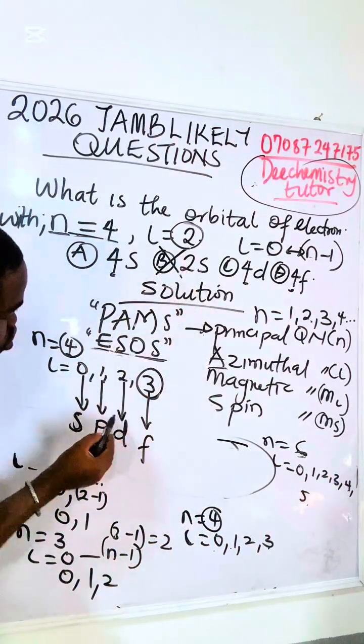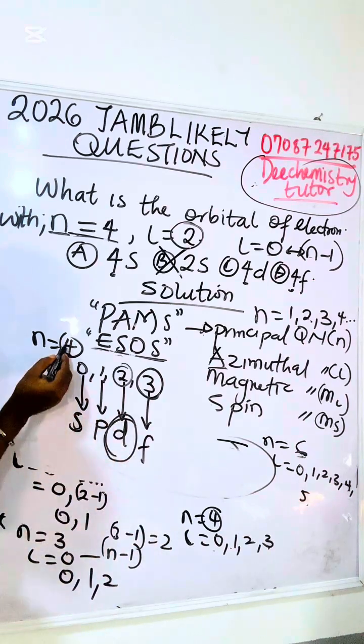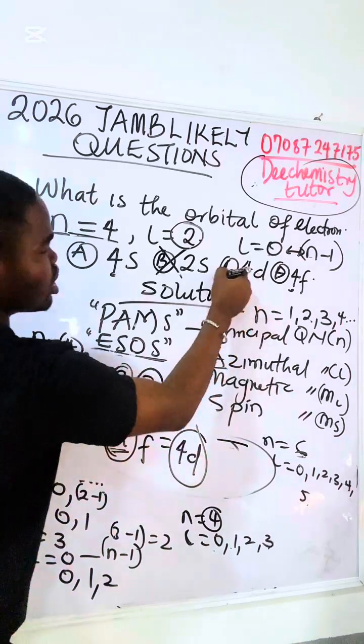Now look at it. This is 2. Where is the 2? This is 2. That is why it is D. So what is the answer? 4D. So the answer to that question is 4D.